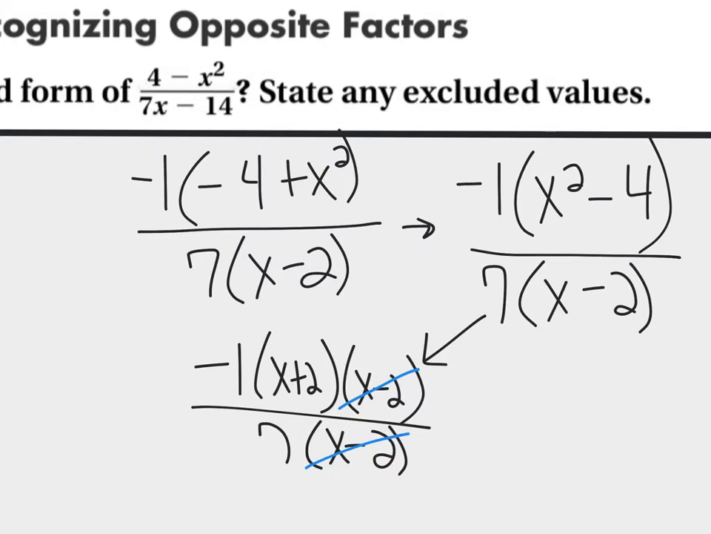I don't really care for how the book left it with the negative sign right next to the fraction bar, because if you're sloppy at all, that negative sign and fraction bar are going to blur together and you're not going to see it at all. So I actually prefer writing the answer this way. It's a little bit easier to see the negative sign there.